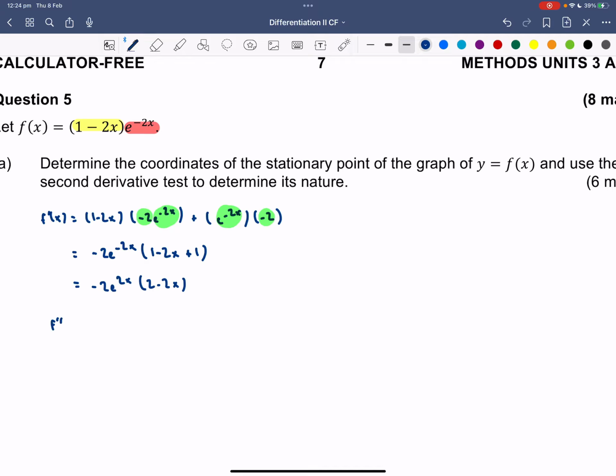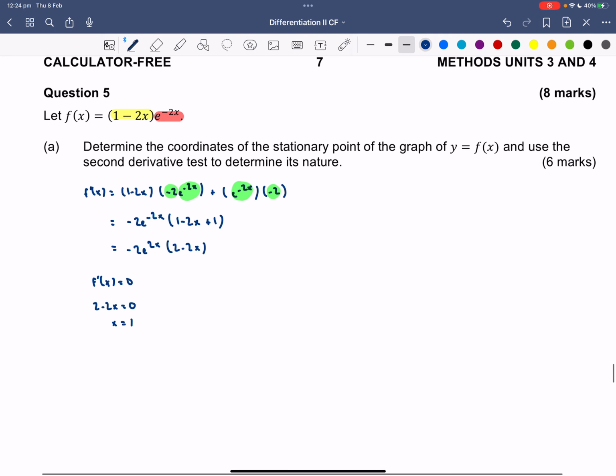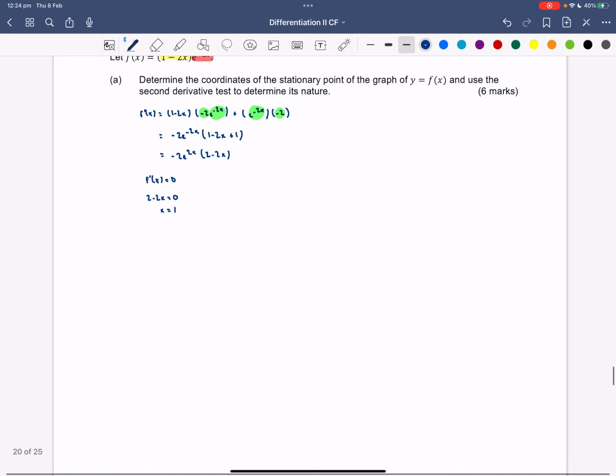And we're trying to find out when f dash x is 0. Now, obviously, e to the power of something cannot be 0, so it's the second bit that has to be 0. 2 take 2x is 0, x is 1. Okay, so far so good. That's a nice value to be subbing in, and it's worth 6 marks. Okay, it is worth 6 marks.